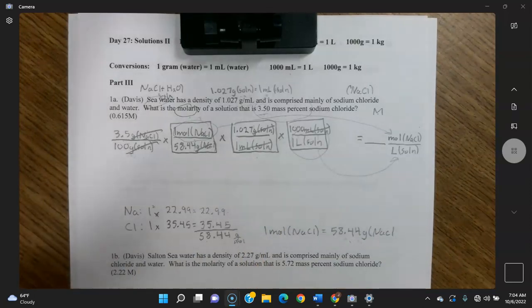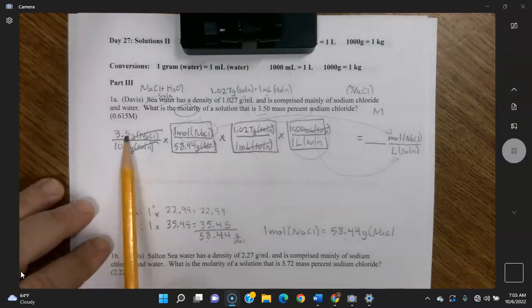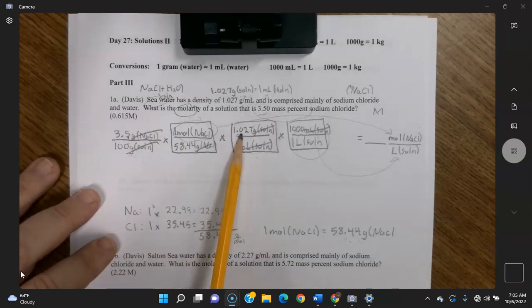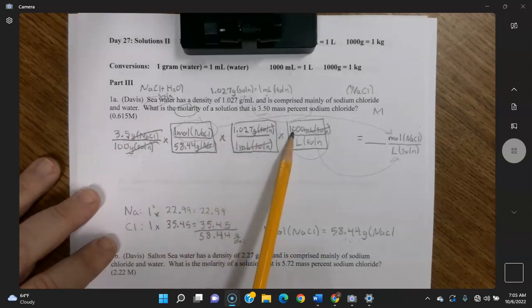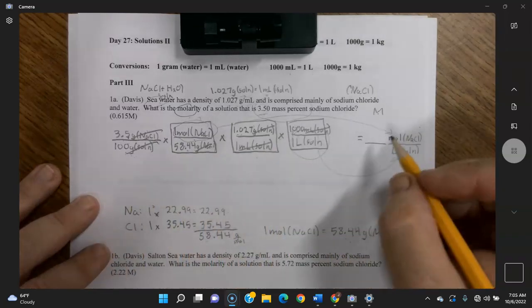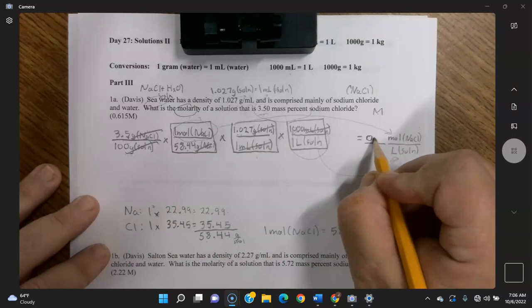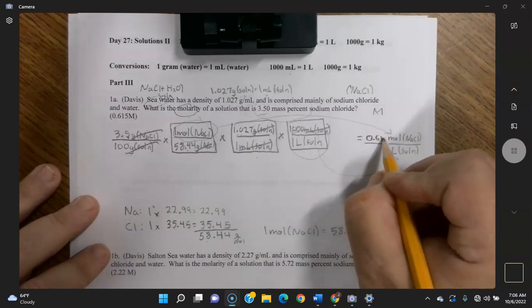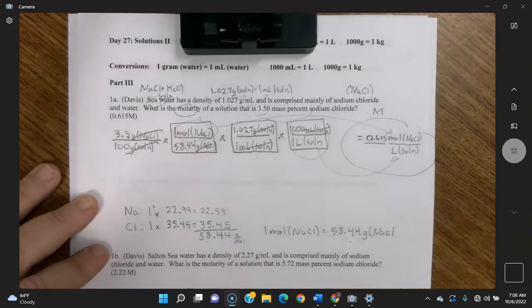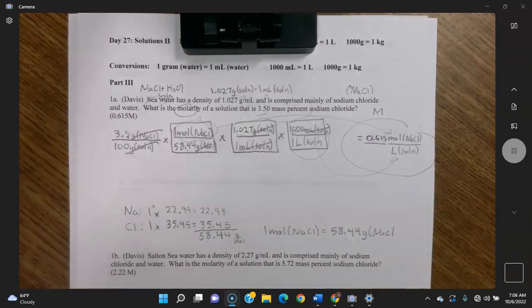So the next step is just to do the math. Okay, so it's going to be 3.5 times everything on the top, times 1, times 1.027, times 1,000, and then you divide by everything on the bottom. Divided by 100, divided by 58.44, divided by 1, and when you do that, you get 0.615. Either way, I'm not worried about the significant figures, and that is your final answer for this.